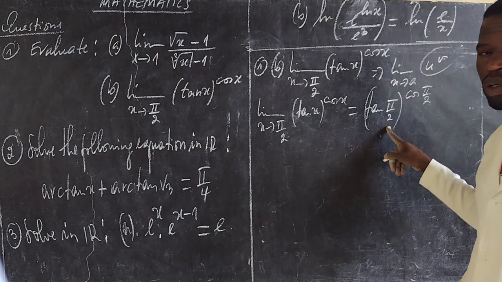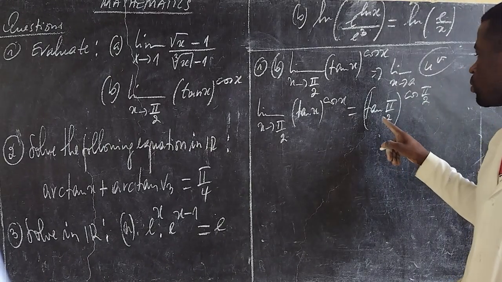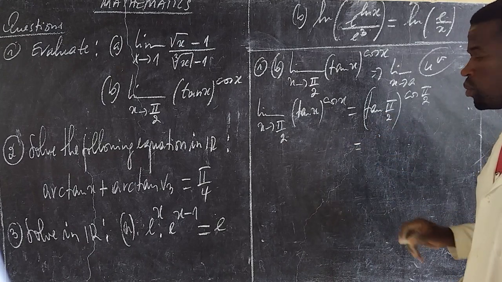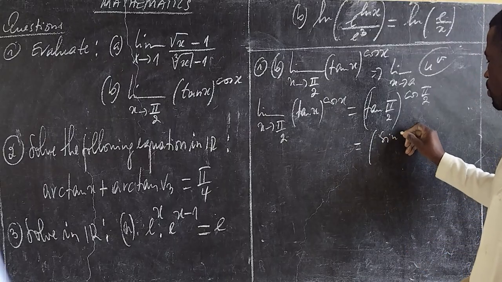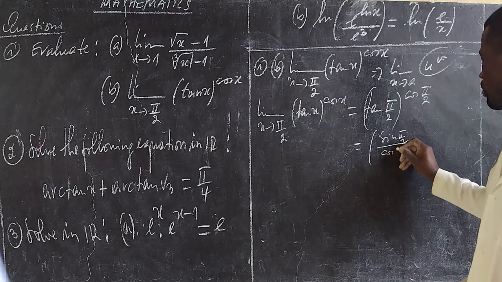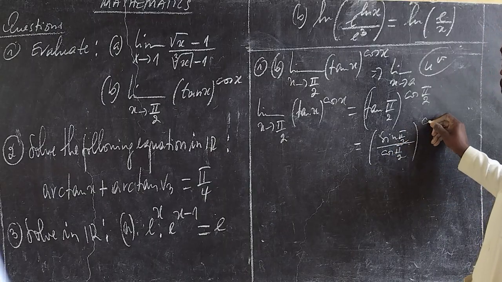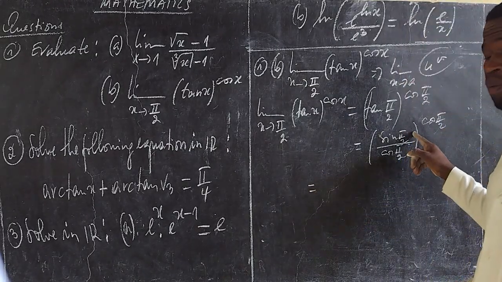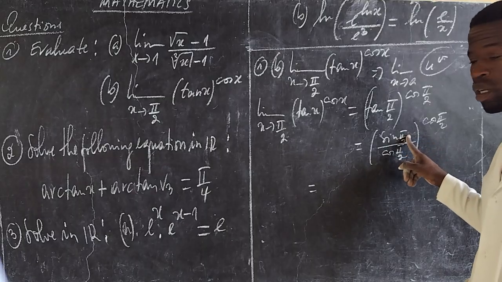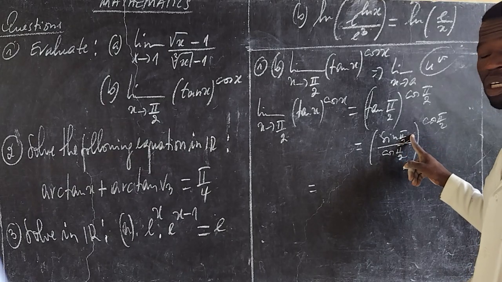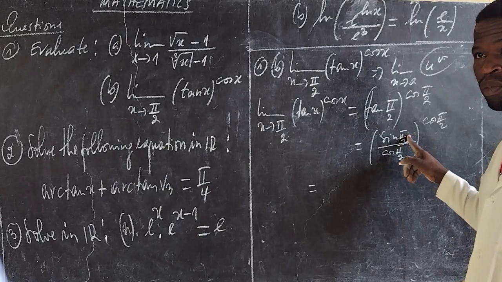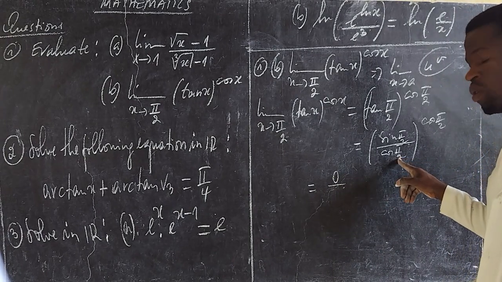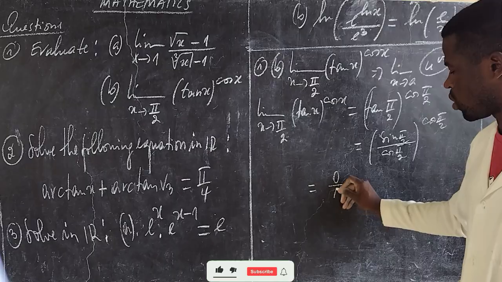Remember that pi over 2 is equal to 90 degrees. What is tan pi over 2 equal to? Tan pi over 2 is the same as sine pi over 2 over cosine pi over 2, to the power cosine pi over 2. This implies that sine pi over 2, sine of 90 degrees, will be equal to 1, and cosine of 90 degrees will be equal to 0.